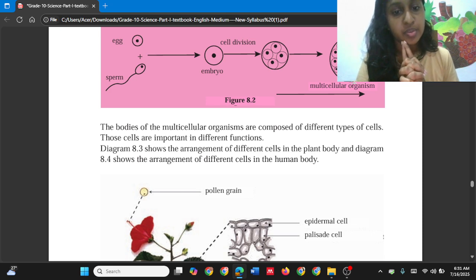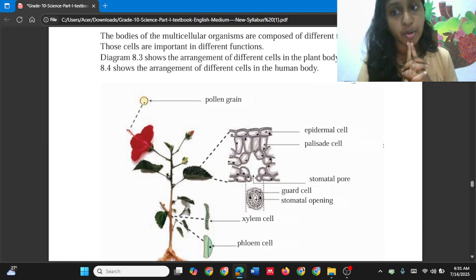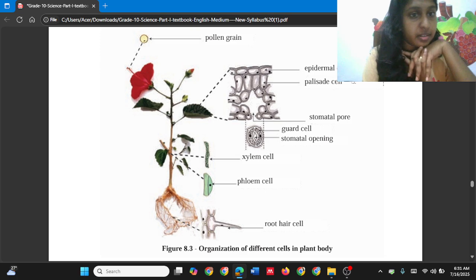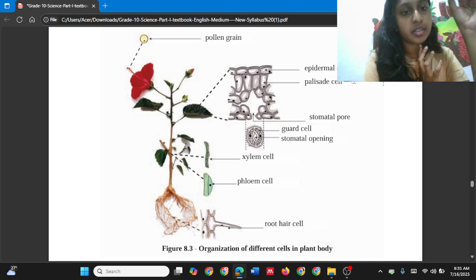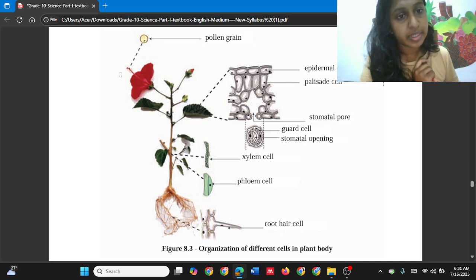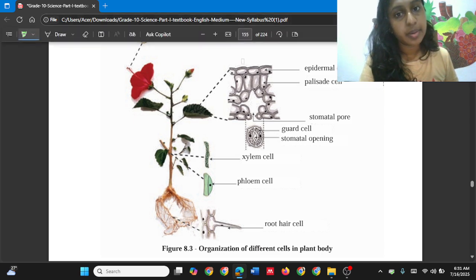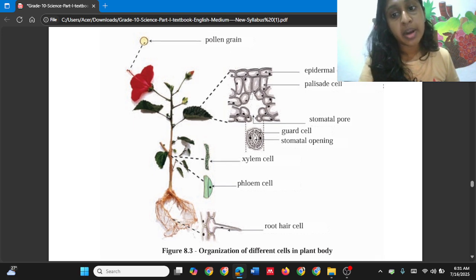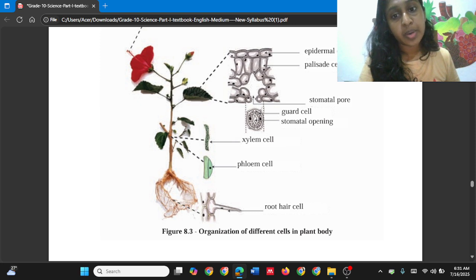Diagram 8.3 shows the arrangement of different cells in the plant body, and diagram 8.4 shows the arrangement of different cells in human body. One plant pollen grain. So මේක අරන් තියෙන shoe flower plant එකක් නේ. එතකොට එයාගේ අර කහපාට අර පරාග කියලා අපි කියන්නේ මෙන්න මේ විදියට flower එකේ කෙළවරේ තියෙන කහපාට powder එකක් වගේ විතර pollen grain. Then when we consider about leaf, it has epidermal cell, palisade cell in the middle part, and here we have a stomata.